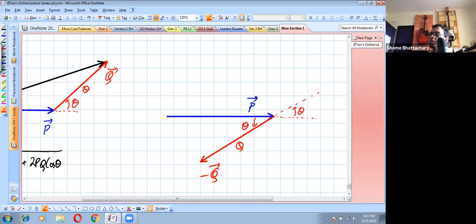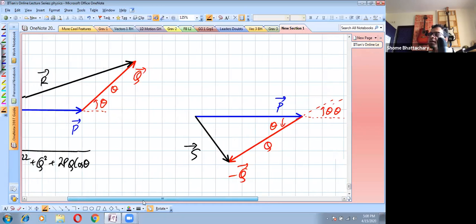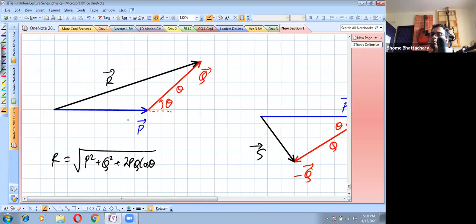Vector S is the sum of P and minus Q. So the vector S becomes nothing but this one. In this diagram, the vector S is this. So now for the vector R, I had a direct formula. I had the formula because it's like this.